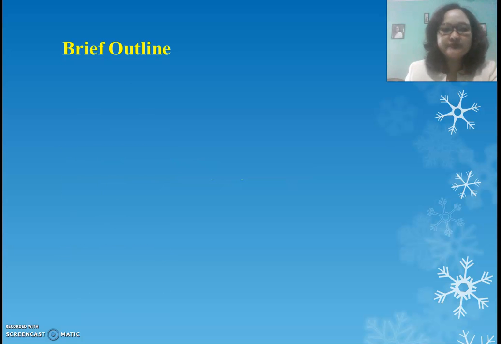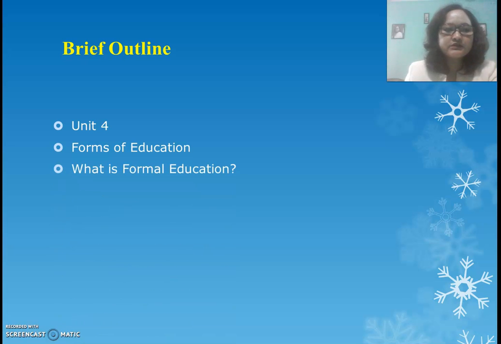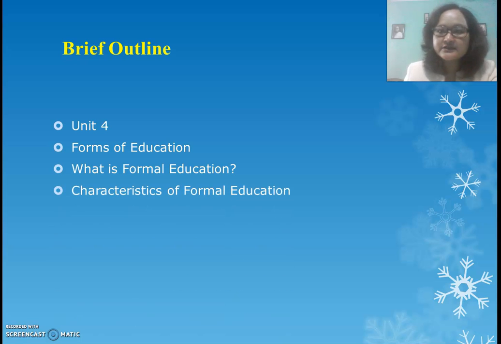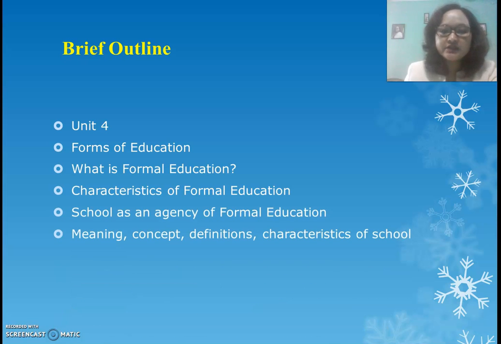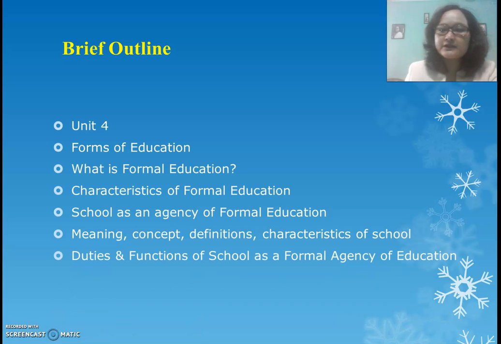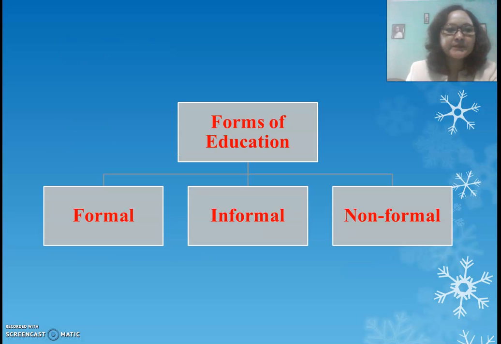Let us see the brief outline. Unit number 4, Forms of Education: what is formal education, the characteristics of formal education, school as an agency of formal education, then the meaning, concept, definitions and characteristics of the school, and the duties and functions of the school as a formal agency of education. These are the things that we are going to learn today.